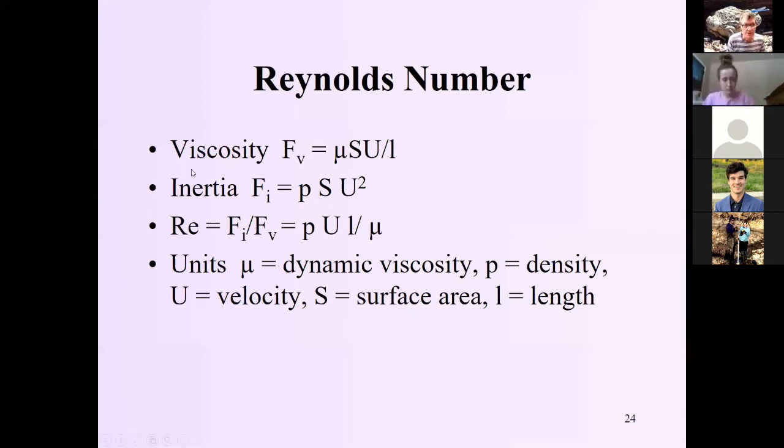Okay, so you put these two things together and you get the Reynolds number as a function of the density, the velocity, the characteristic length, divided by the dynamic viscosity. So let's talk about this in practical terms about aquatic organisms.